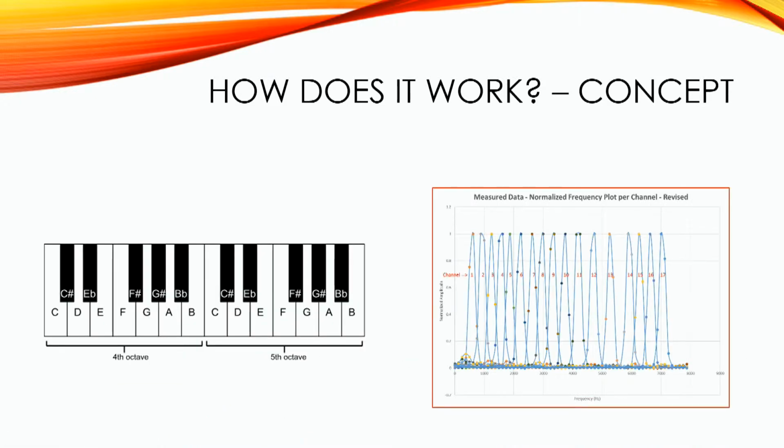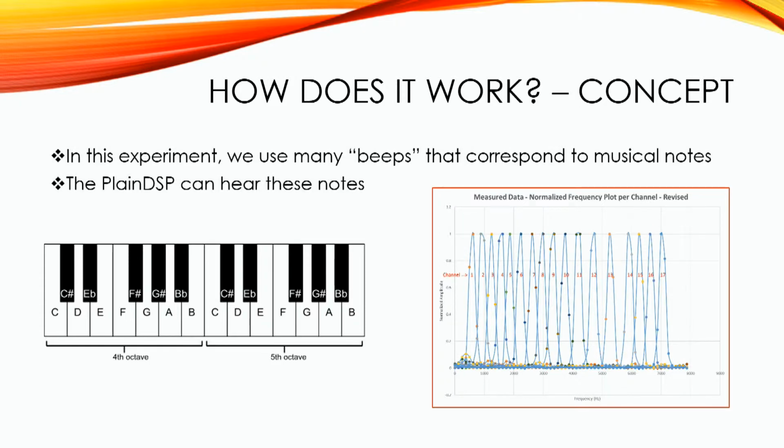So in this experiment, we used the tones that correspond to musical notes. The PlainDSP can hear these notes and then, as you know, can translate the time domain information into frequency domain information that we see on the right. So on the right we have several different notes overlaid at the same time, and we can see that the PlainDSP can recognize all of them.